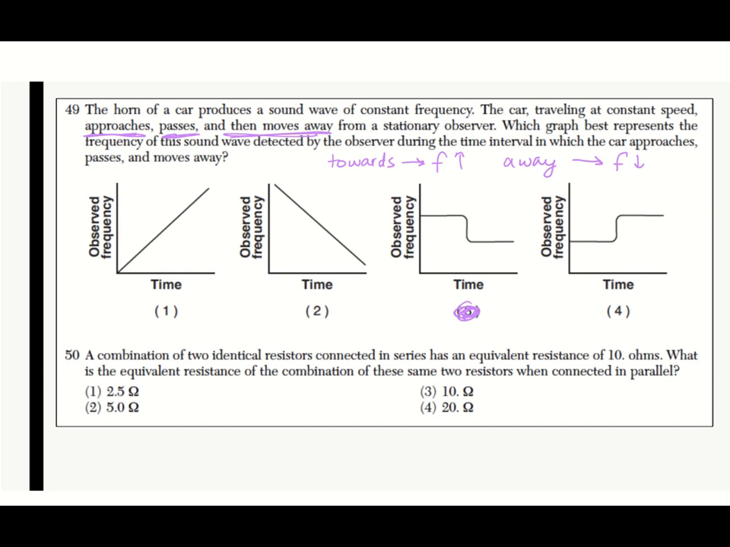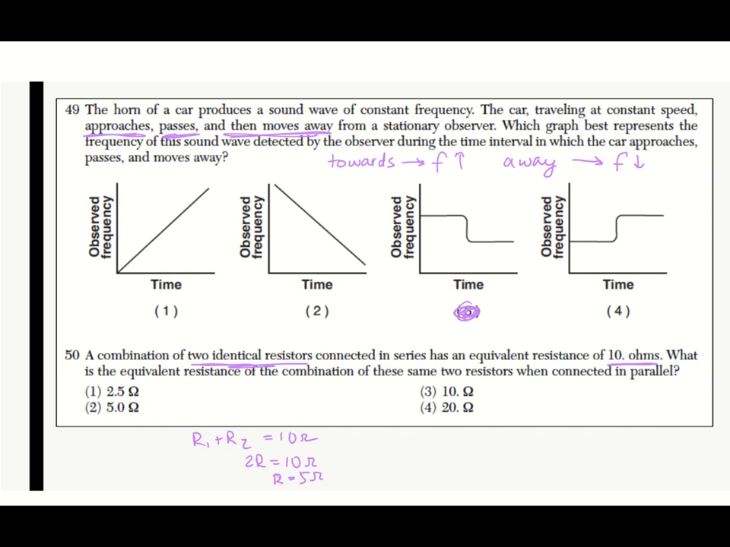And number 50, a combination of two identical resistors connected in series have an equivalent resistance of 10 ohms. So in series, two identical resistors. That means R1 plus R2 equal 10 ohms, so each resistor is equal to 5 ohms. But that's not what the question is asking for. This is only the first step.